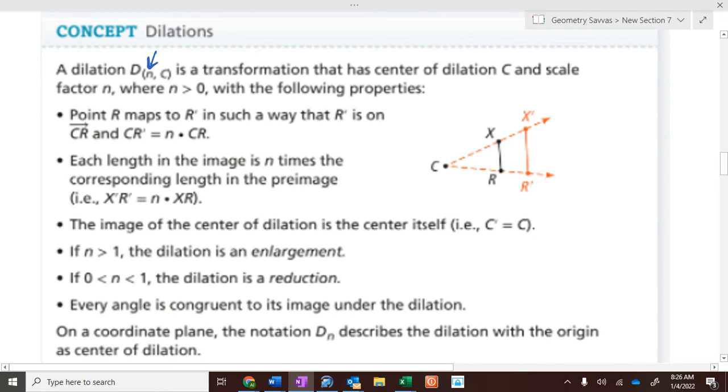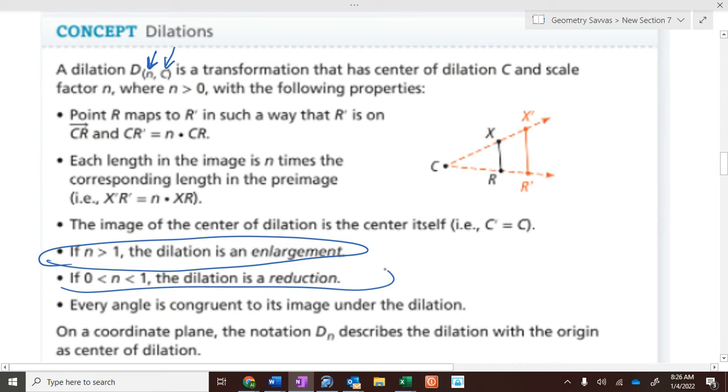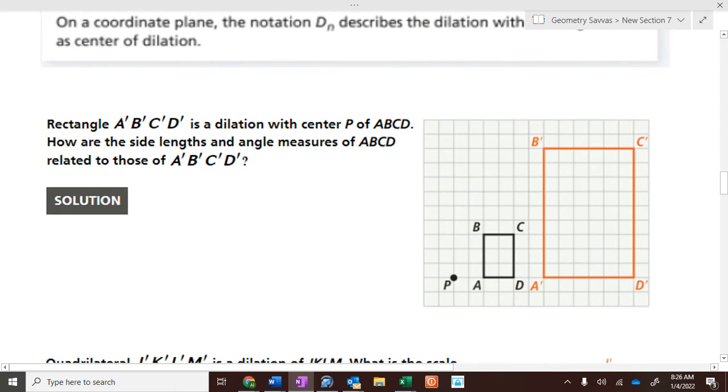Okay? So a dilation. Now, the scale factor will be the first thing given. And if they do not give a center of dilation, the center of dilation will be 0, 0. But then they'll also give a center of dilation if the center is not 0, 0. So an enlargement is when the scale factor is bigger than 1. A reduction is if it's between 0 and 1.